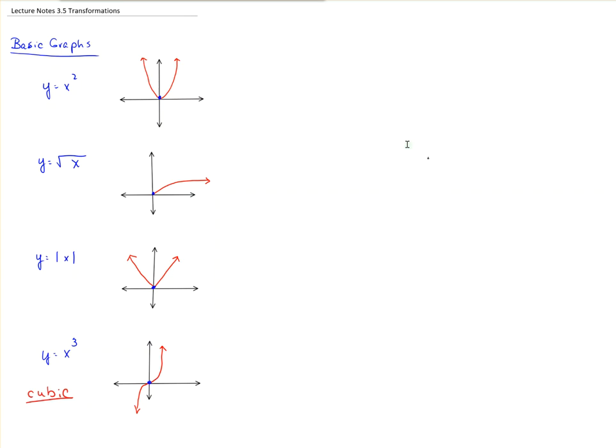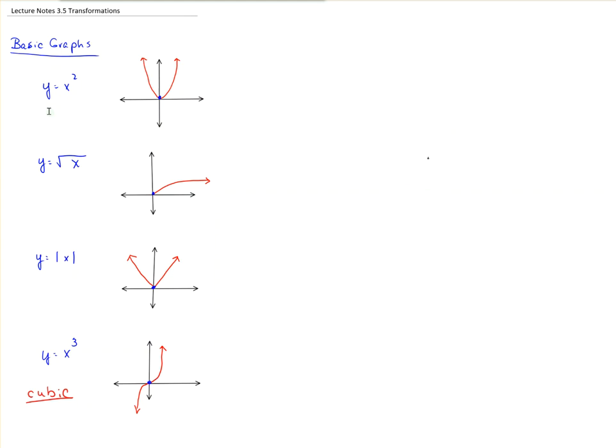This is section 3.5, and we're going to deal with transformations of given graphs. And before we talk about the transformations, we need to make sure that we know the shape of the basic graphs. Some of them you know pretty well probably, and others maybe not so much. But let's look at them.